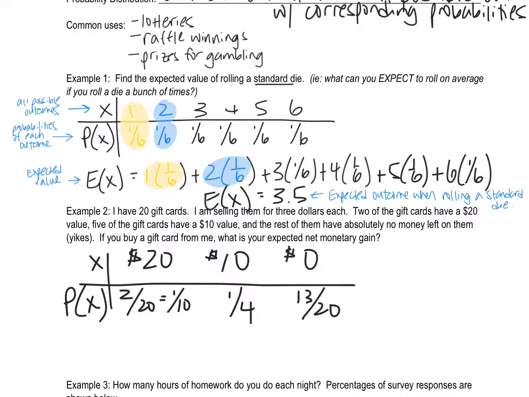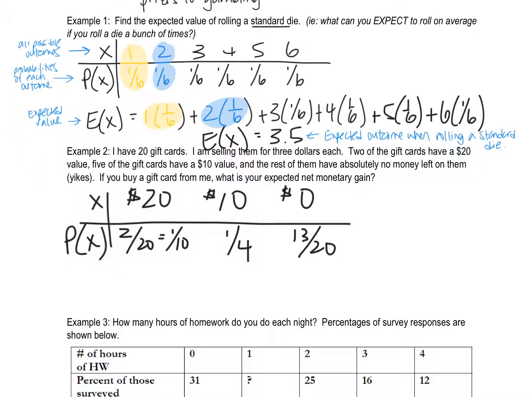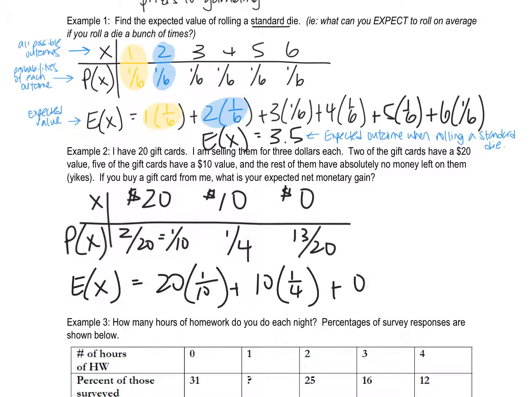You could also convert all of these fractions to decimals if you want. It doesn't matter, but we are going to actually crunch what I expect to win if you guys pay me $3. What do you expect to win out of these gift cards? So I'm going to crunch my expected value, and I'm going to use that notation. It's $20 times 1/10 plus $10 times 1/4 plus $0 times 13/20. And yeah, that cancels out to just 0.